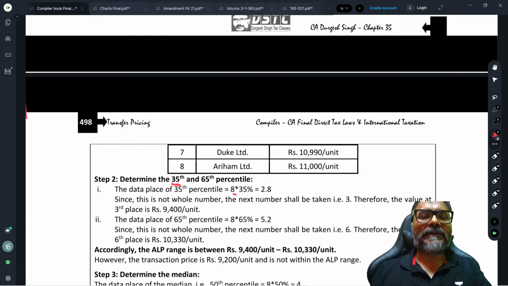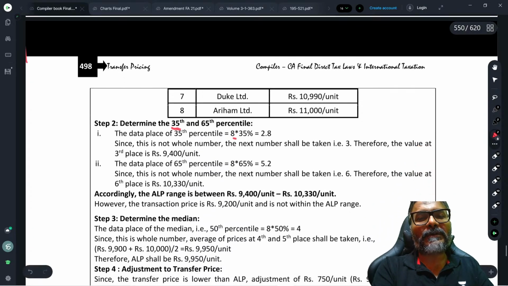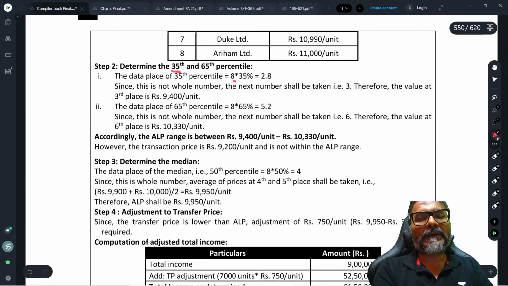Thereafter, students, the next step is 65% of the data set. So you will go with 65% of the data set, and 65% of 8 comes to 4 point something. No, sir, 5 point something. 65% is 5 point something. So we will take the next number, which is 6.